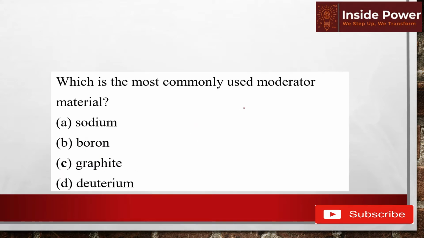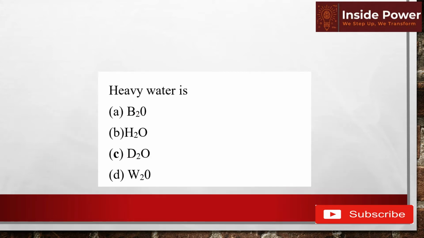Which is the most commonly used moderator material? Sodium, boron, graphite, deuterium. So graphite is the correct option for use as a moderator. Heavy water is B2O, H2O, D2O, or WTO. So heavy water is D2O.